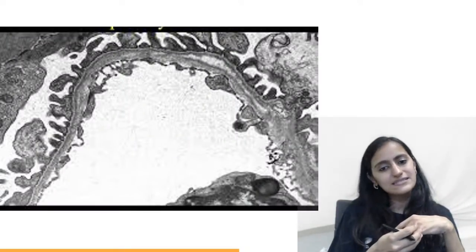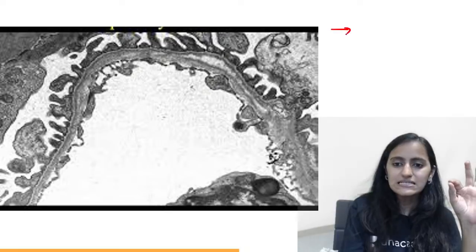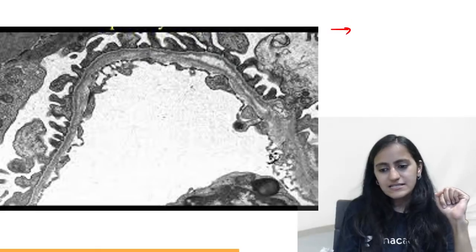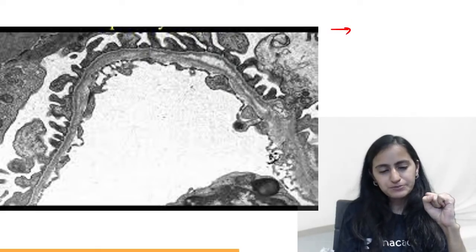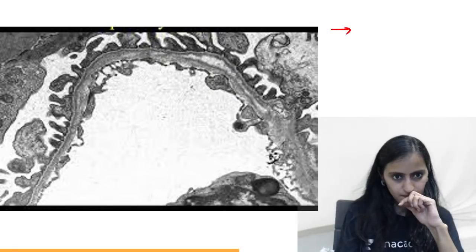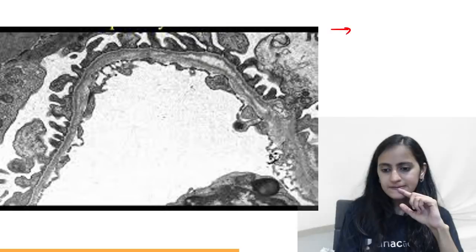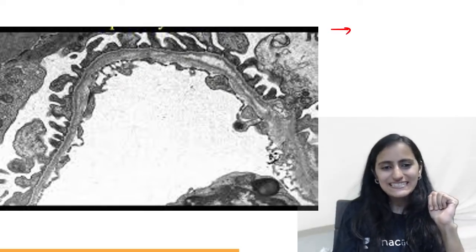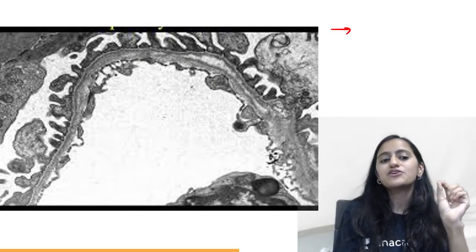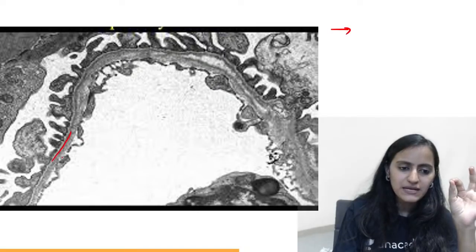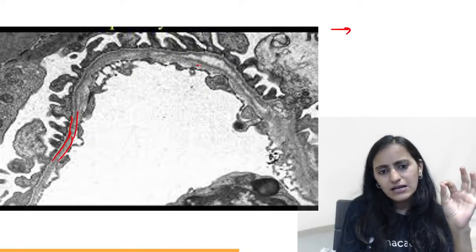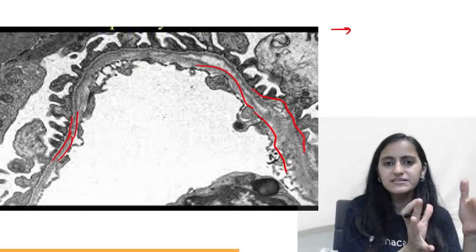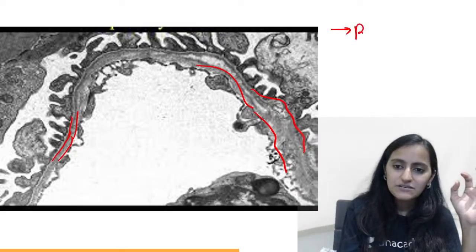Next one, what do you think is the diagnosis in this electron microscopy image? So some of you have got this right. Yes, this is Alport, because look at the basement membrane. The basement membrane is thin here. Look at the thickness of the basement membrane here. It is thick there. So somewhere it is thin, somewhere it is thick, like a basket weave appearance.